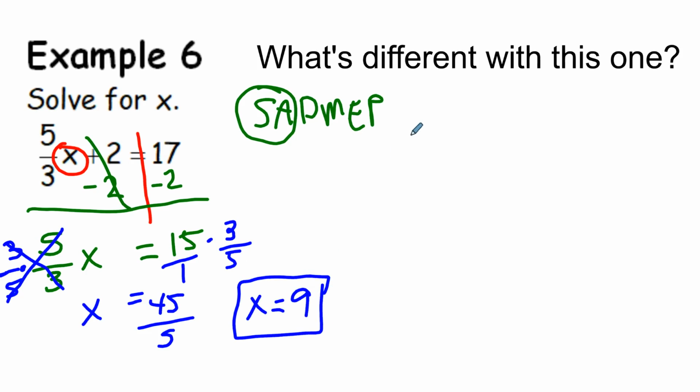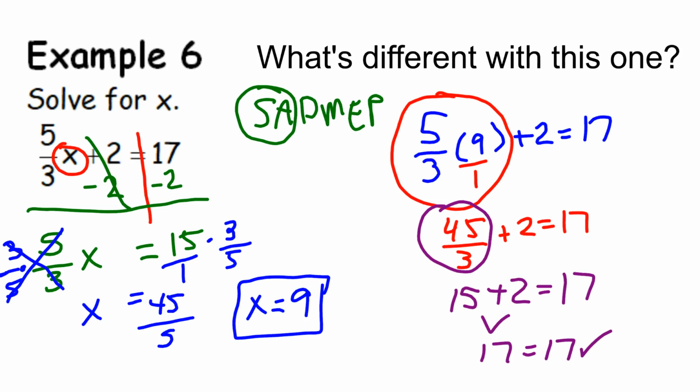Don't forget, you can always check your work by plugging in 9 for x, and then we're going to simplify. We're going to make 9 over 1, because again, sometimes when you're dealing with fractions, it's nice to have all the numbers be fractions. 5 times 9 is 45. 3 over 1 is 3. Divide that, and you're going to get 15 plus 2, which is 17, which means our answer is correct.